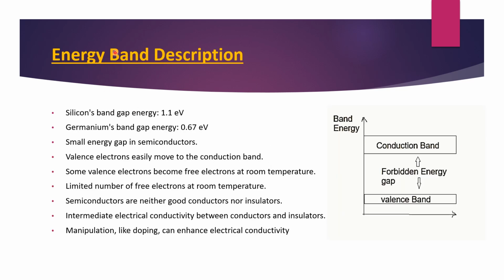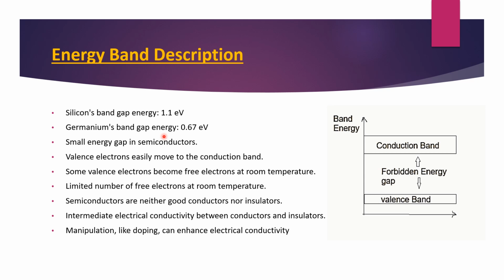Now we'll discuss the energy band description. We are discussing semiconductors on the basis of energy bands, and now individually the silicon band energy and germanium band energy. When calculated, silicon band gap energy is 1.1 electron volt and germanium band gap energy is 0.67 electron volt. Now tell me, if silicon has 4 valence electrons, germanium also has 4 valence electrons, and both crystalline structures are the same, how is the band gap energy different?